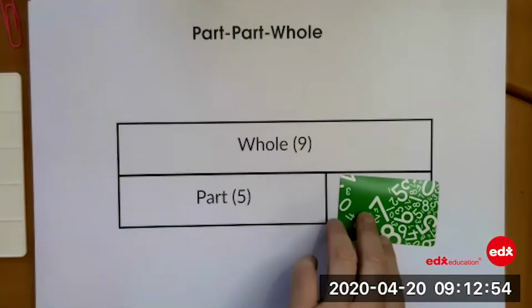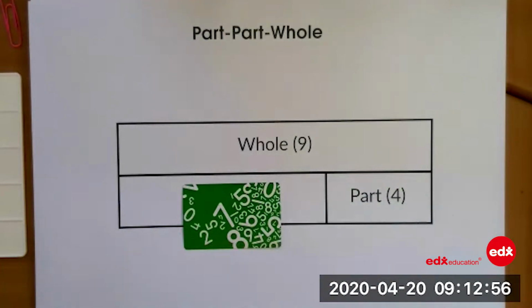But the third question is quite difficult. I've got no idea how many lollies I had to start with, and then my friend gave me 4 lollies, and now I've got 9. How many did I have to start with?